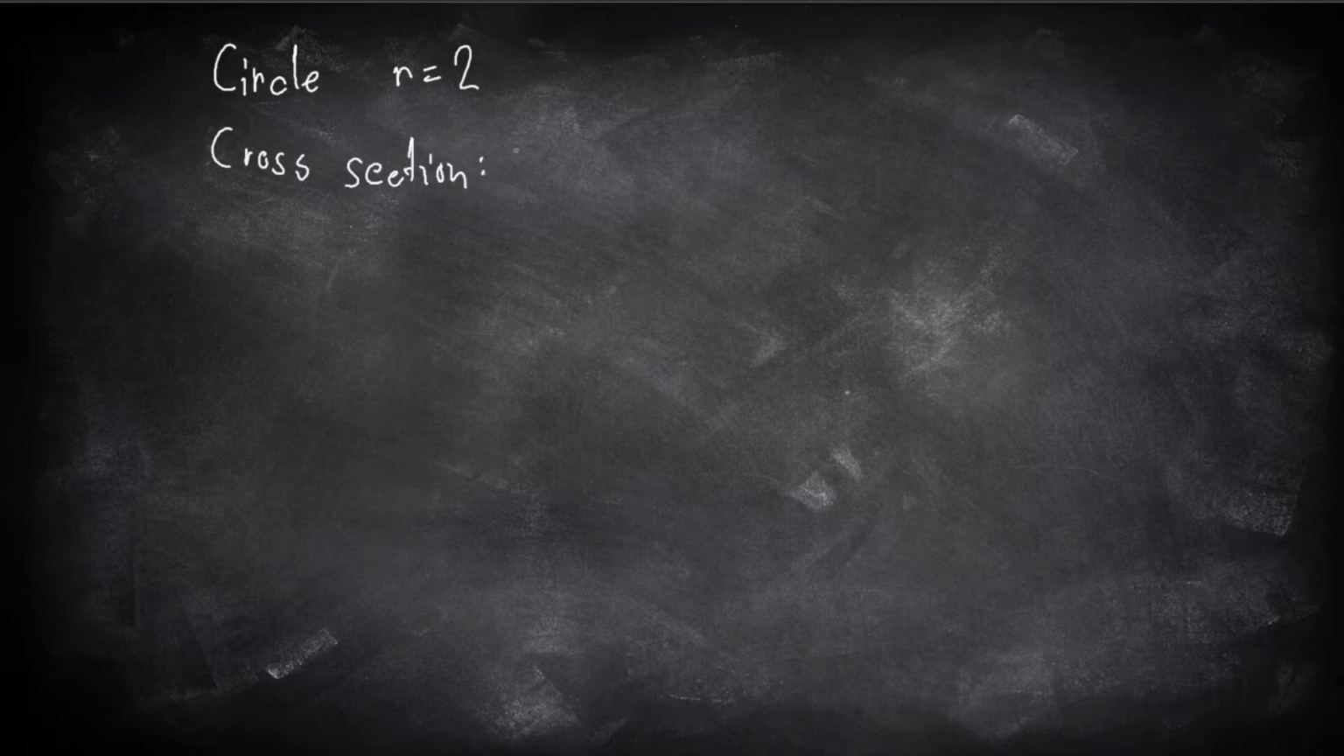Let's try another example. Let's say we have a circle of radius 2, and our cross sections are now equilateral triangles. Equilateral triangles. And basically, the question is, what is the volume?